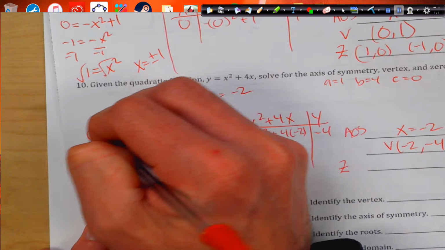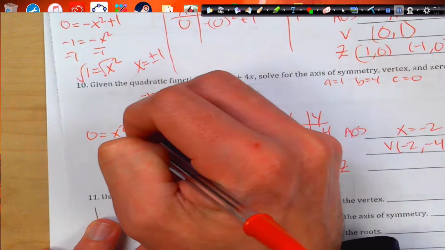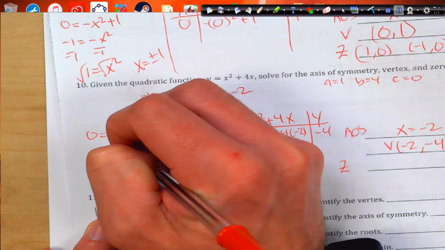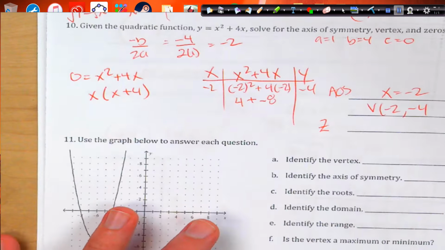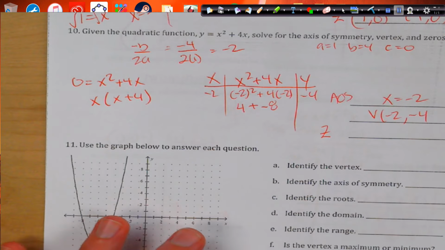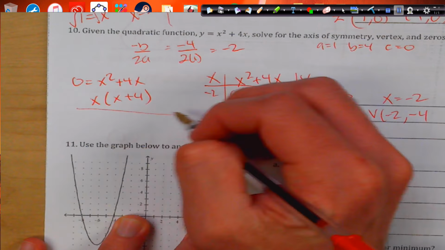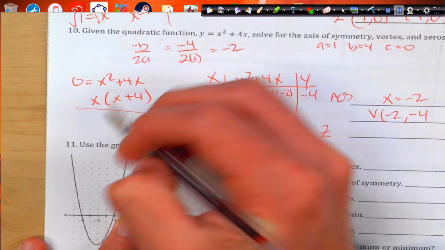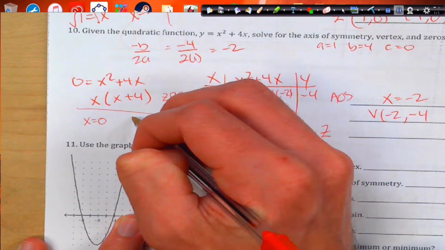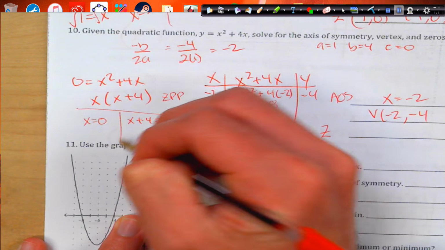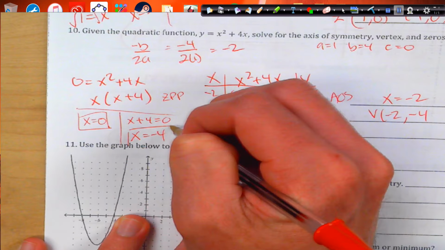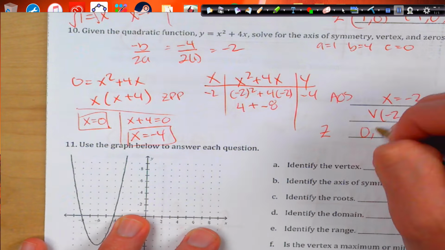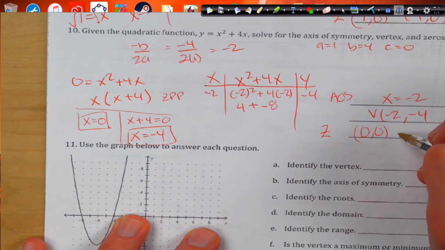So 0 equals x squared plus 4x. I can factor an x out using GCF. Always a good method when we don't have a c value. And then we can use the zero product property. And we get x equals 0 and x plus 4 equals 0, and we subtract, and we get x equals -4. So we get 0 comma 0, and then we also get -4 comma 0.